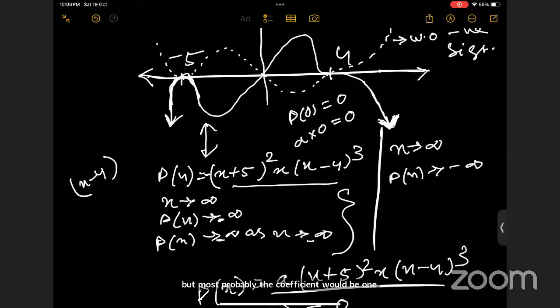So we will consider the simplest thing, right? We will always proceed with +1 or -1. We don't need any complicated coefficient. We just need to determine the sign of the coefficient, and the sign we can determine from the end behavior.